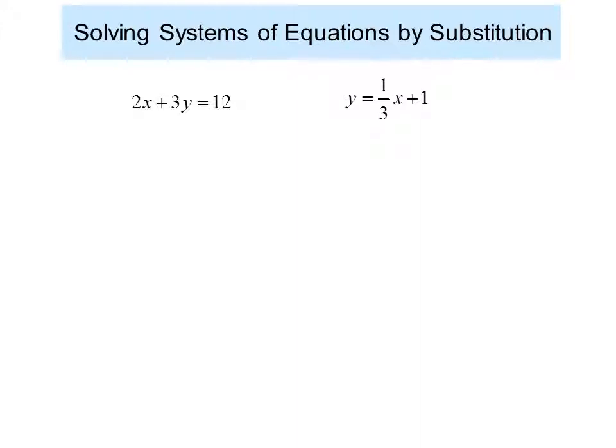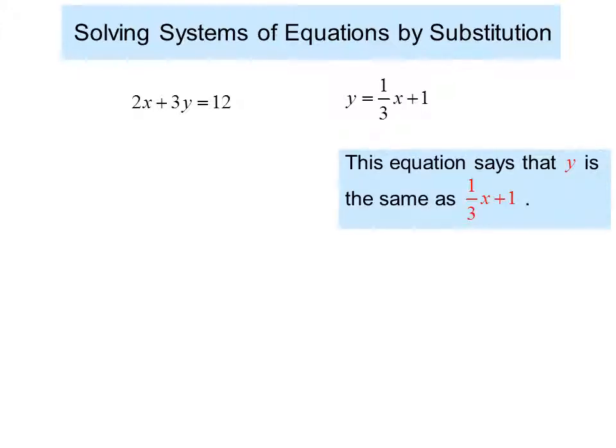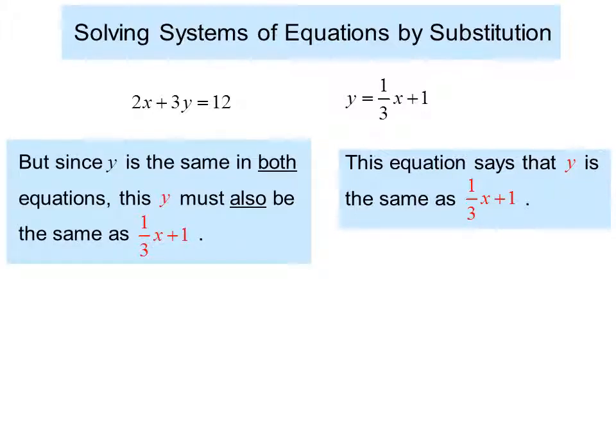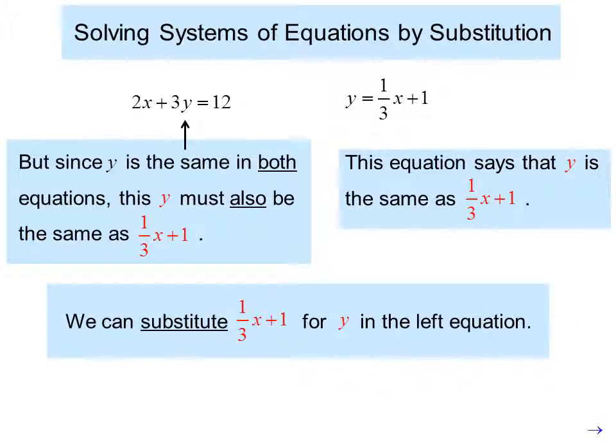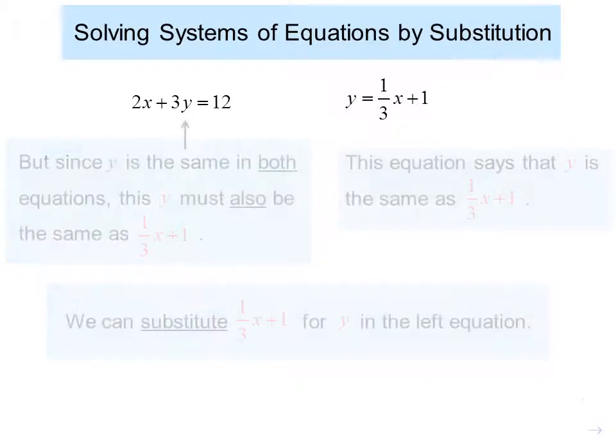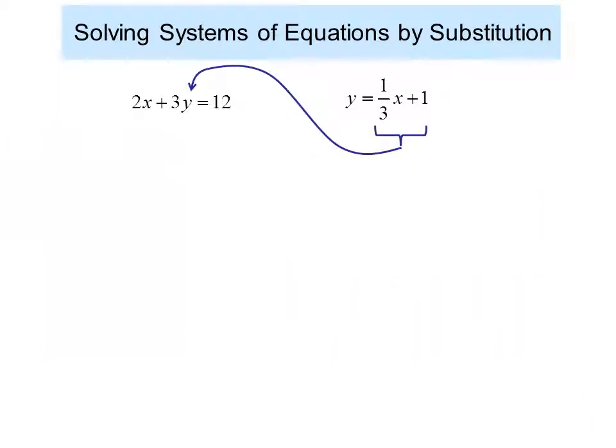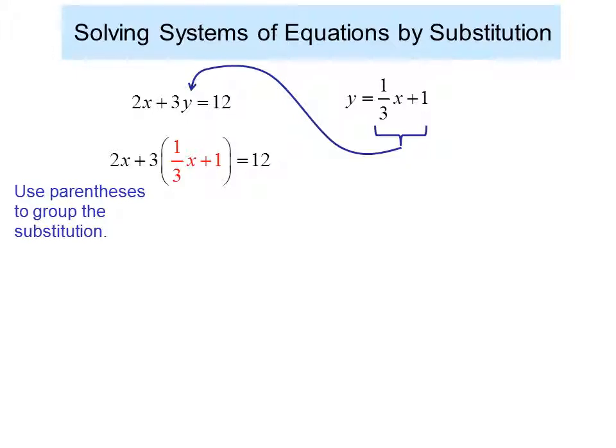We have 2x plus 3y equals 12 and y equals 1/3 x plus 1. The equation on the right says that y is the same as 1/3 x plus 1. But since y is the same in both equations, this y must also be the same as 1/3 x plus 1. We can substitute 1/3 x plus 1 for y in the left equation. So that's what we do. We replace y with 1/3 x plus 1 using parentheses to group the substitution.